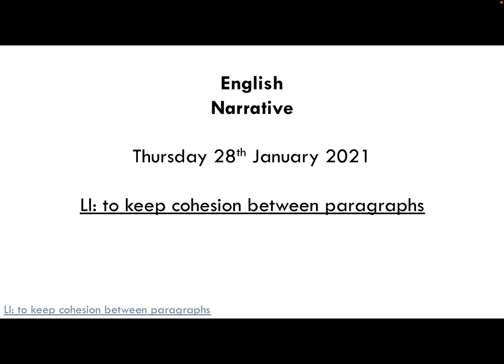Good morning, everybody. We're going to be doing some English today, and we are going to be looking at keeping cohesion between our paragraphs. Now, yesterday we looked at keeping cohesion between our sentences. We're taking that a step further now, and now we're linking paragraphs. And can you remember what we use paragraphs for?